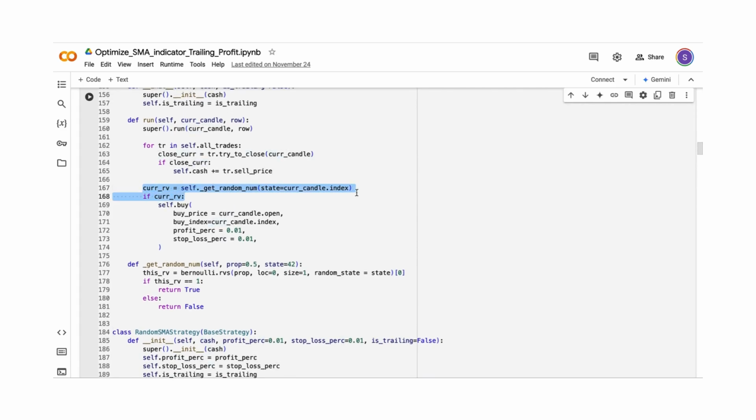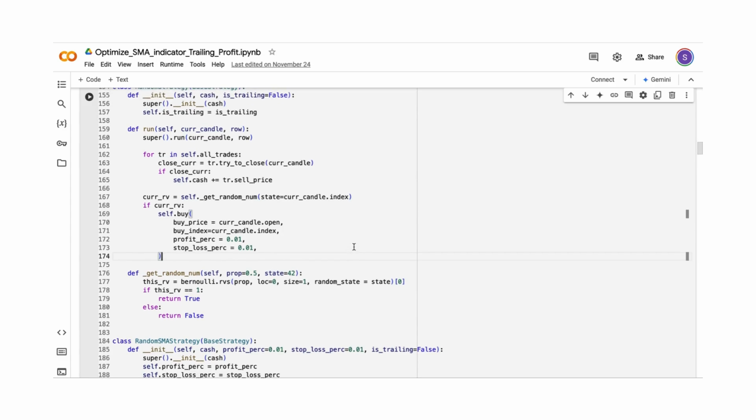We get a random variable. If the random variable is 1, then we buy, if it's possible for us to buy, given the cash we have in hand. And then the exit is the same for all our strategies, which is to try to close if we either reach a take profit or a stop loss.